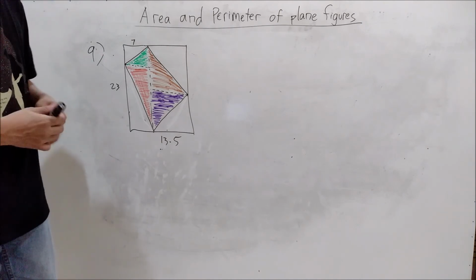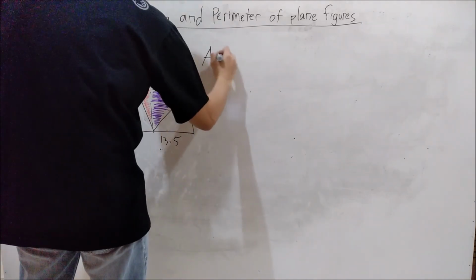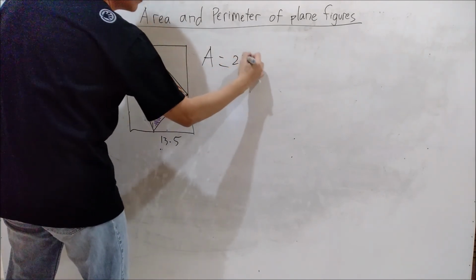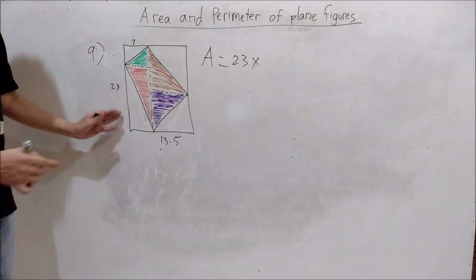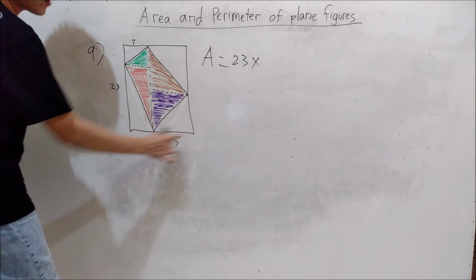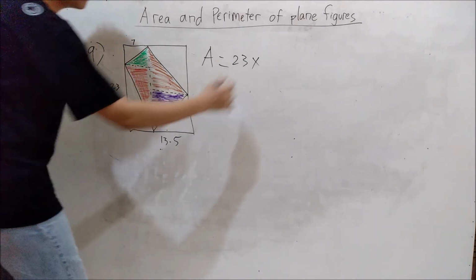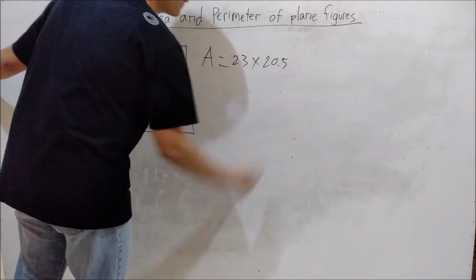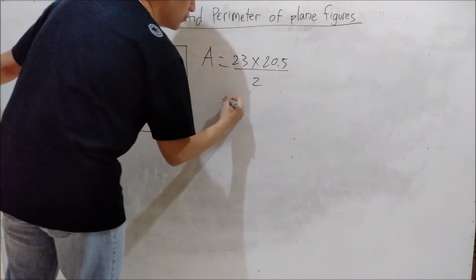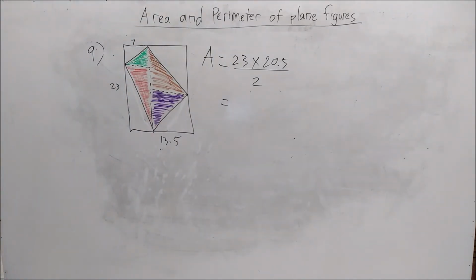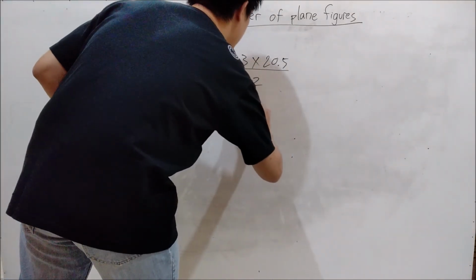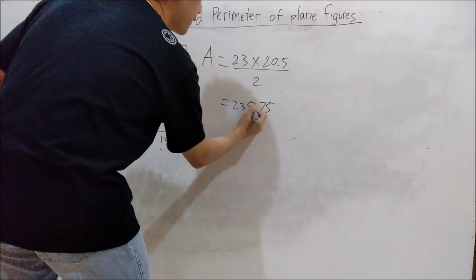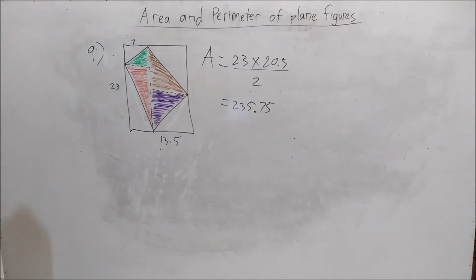So how do you get the area of the shaded region? The area will be 23 times, why 23? Because it's the length of the rectangle. We need the breadth of the rectangle, which is 7 plus 13.5, so total will be 20.5, divided by 2. So it will be 23 times 20.5 divided by 2, which will leave us with 235.75. Well, quite easy, right?